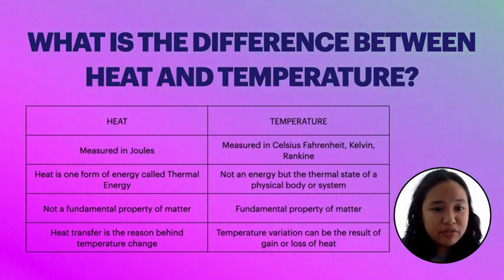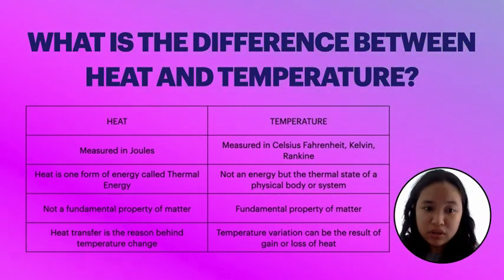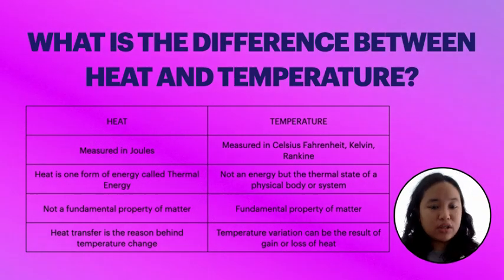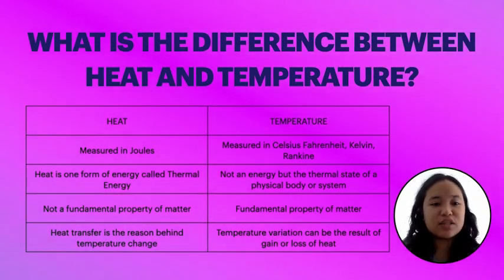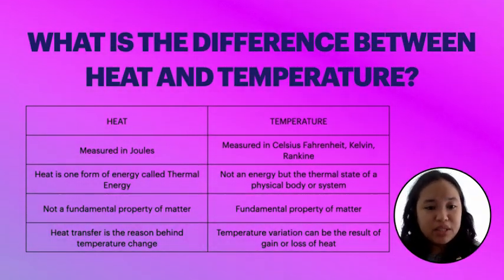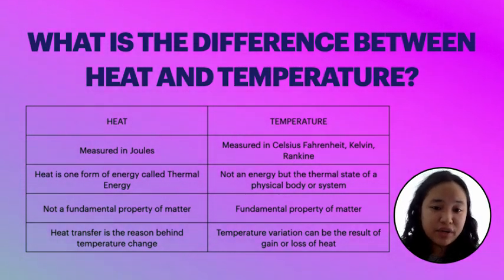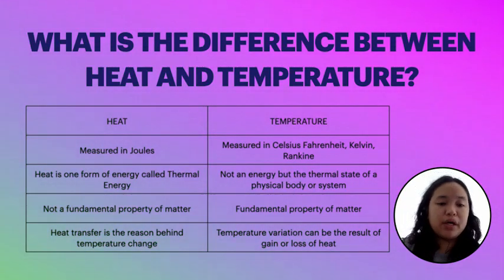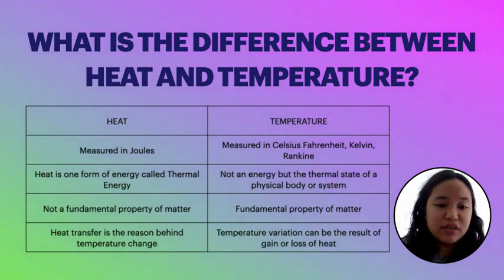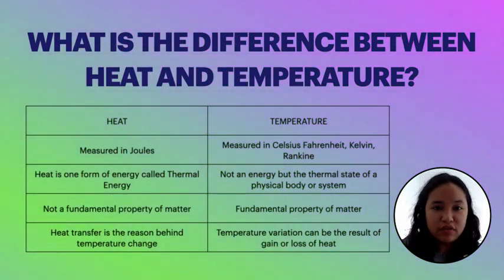So temperature variation can be the result of gain or loss of heat. Okay, so in layman's terms, heat is the energy transferred from a hotter body to a cooler one, while temperature is the degree of hotness or coldness of a substance.